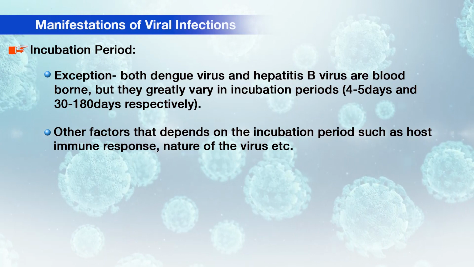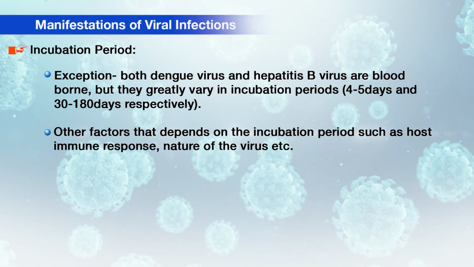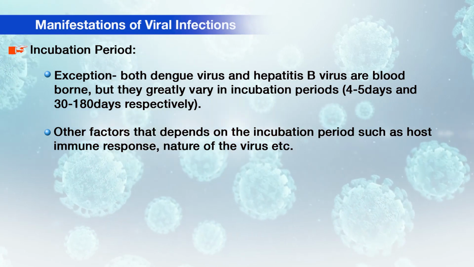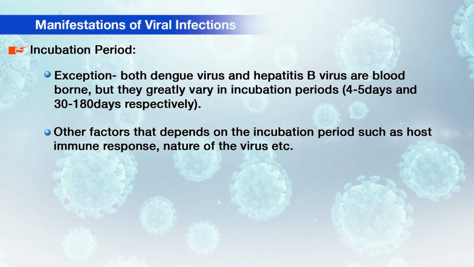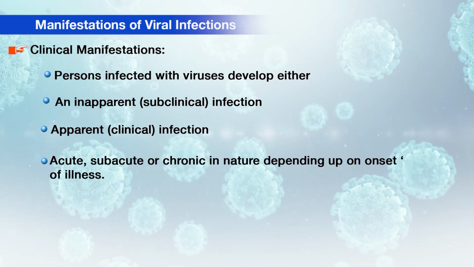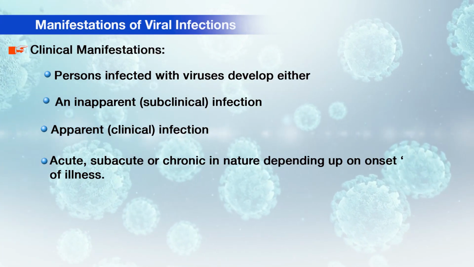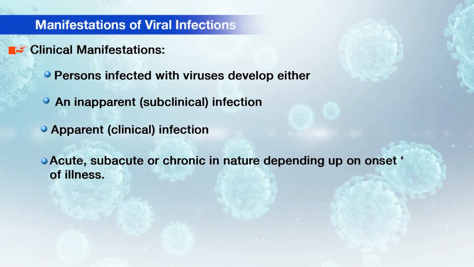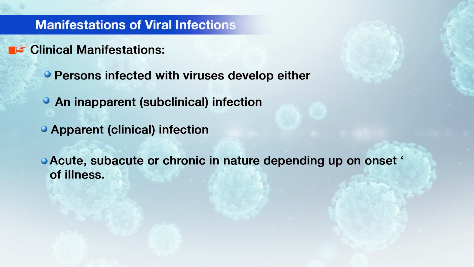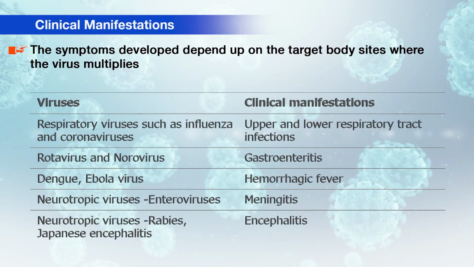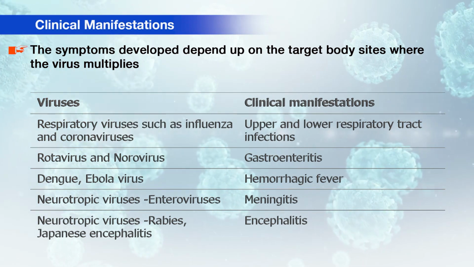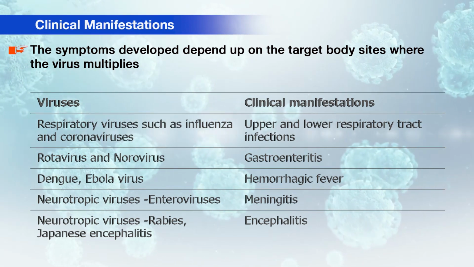In this, you have an exception of dengue virus and hepatitis B virus, and other factors that also play a role. They depend on the incubation of the virus, the host immune response, and the nature of the virus. So, the clinical manifestation could be subclinical, which is inapparent, or an apparent one, divided into acute, subacute or chronic nature depending on the onset of illness. Now, the clinical manifestation, depending on the body sites, you will be able to see examples of the viruses as well as the target body sites.